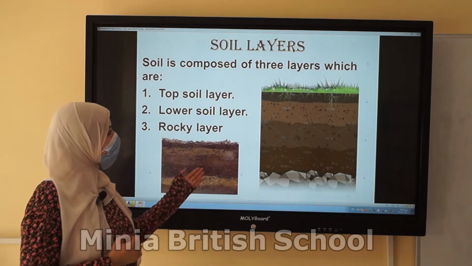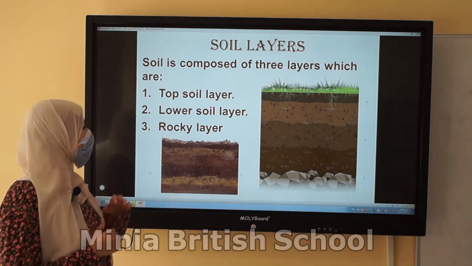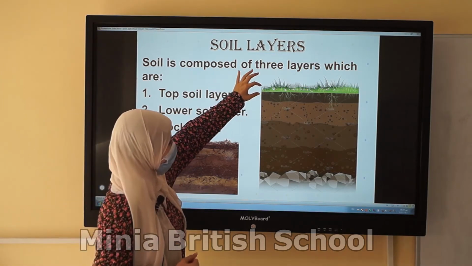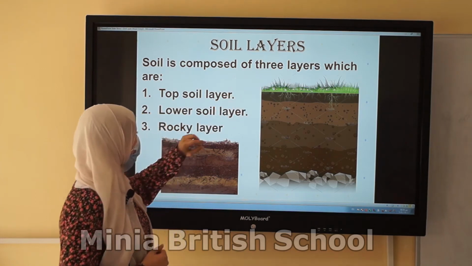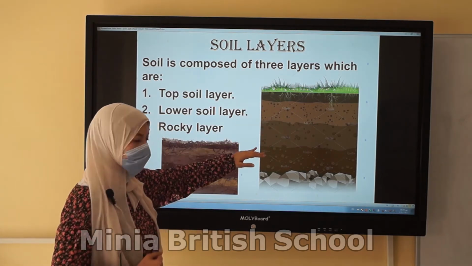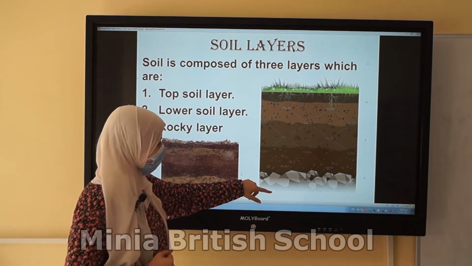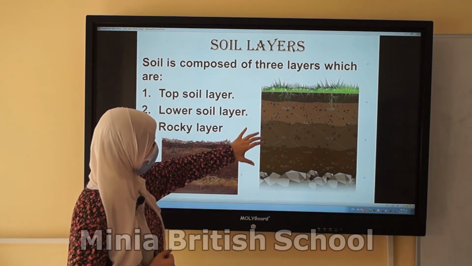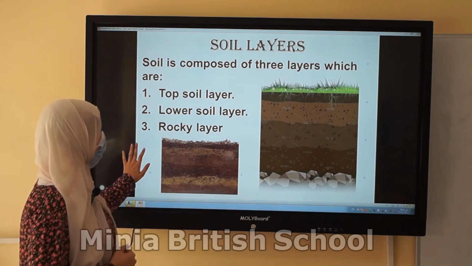But let's know the soil layers. There are 3 layers of the soil. First, the top soil layer. Here, look at this picture. The top soil layer. The second layer, the lower soil layer. The third, the rocky layer. So, the top soil layer, the lower soil layer, and the rocky layer. Let's know them in detail.